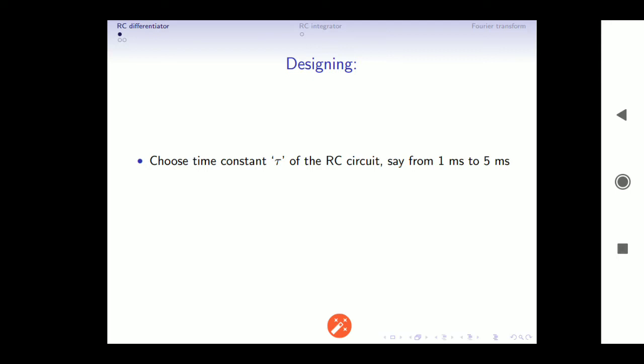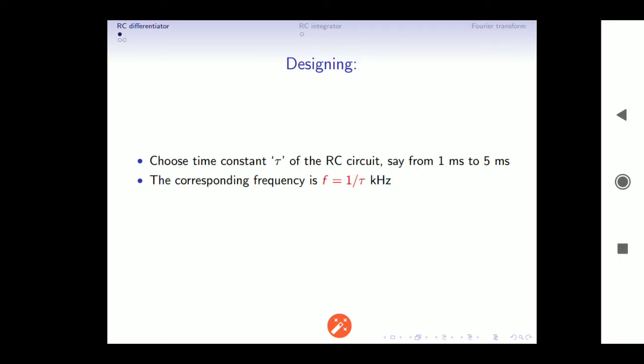To understand the circuit behavior, one has to design the circuit and then analyze how the circuit performs. For that, let us choose the time constant of the RC circuit, which is simply the product of R and C. While designing, it can be chosen to lie between 1 millisecond and 5 millisecond. This limitation is only due to the limitations of the expEYES kit. In fact, it can go up to 50 milliseconds in the new expEYES kit, expEYES 17.